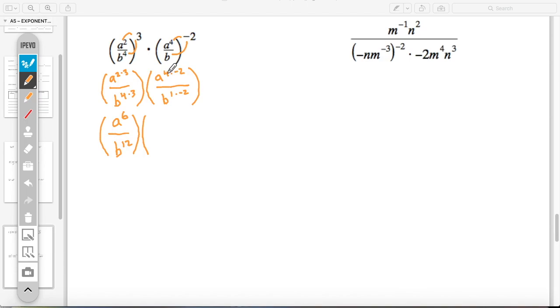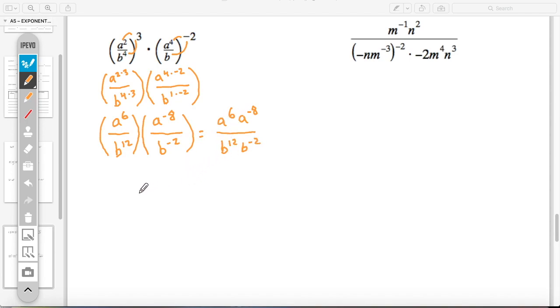In this expression, 4 times negative 2 is negative 8, so I have a to the negative 8 divided by b to the negative 2. Okay, so knowing my operations of fractions, I can rewrite this as a to the 6th, a to the negative 8, divided by b to the 12th, b to the negative 2.